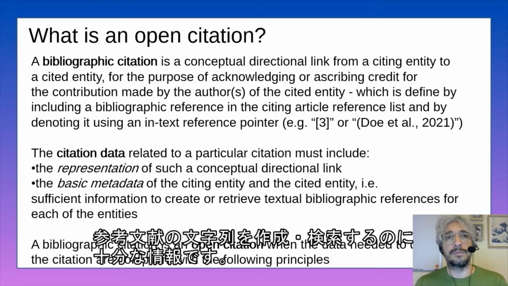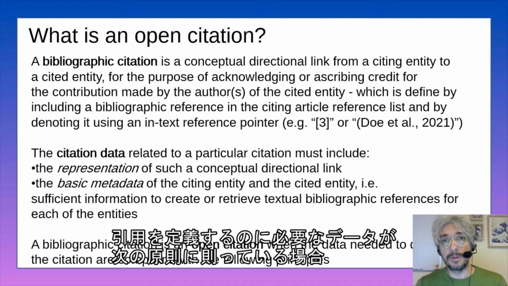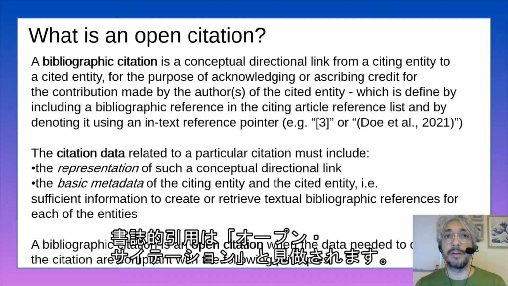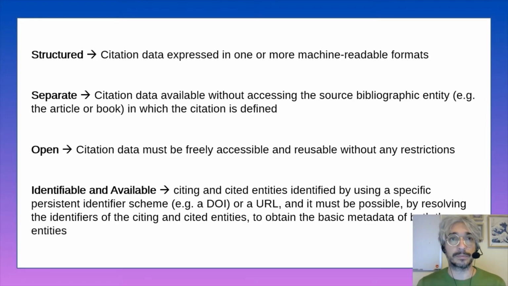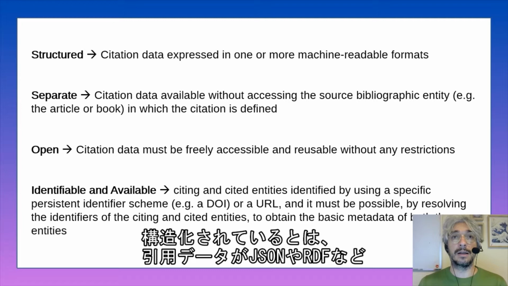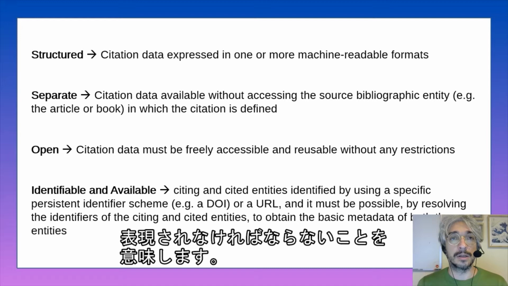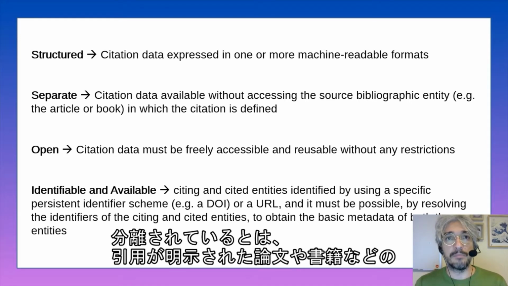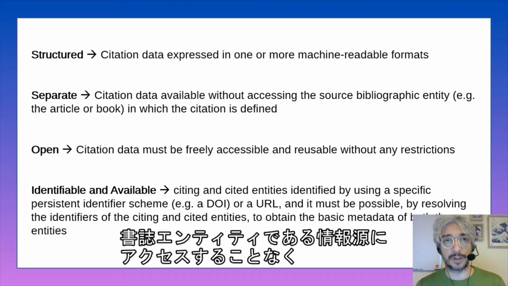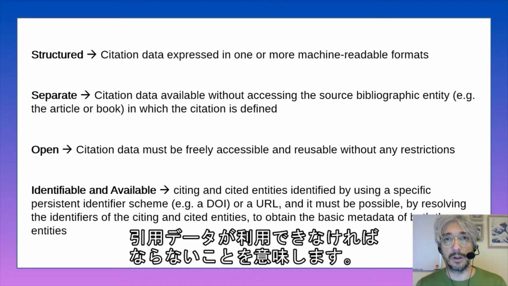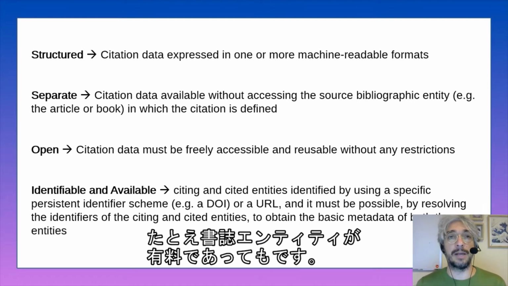involved in the citation. A bibliographic citation is an open citation when the data needed to define the citation are compliant with the following principles. Structured, that means that citation data must be expressed in one or more machine-readable formats, such as JSON or RDF. Separate, meaning that the citation must be available without the need to access the source of such a bibliographic entity, such as the article or the book in which the citation is defined. That can be even behind the paywall.